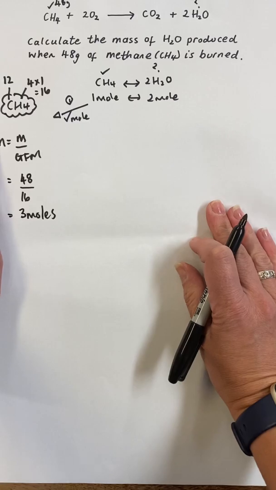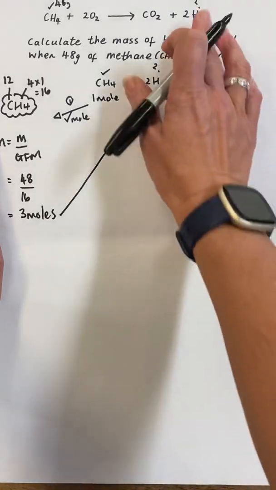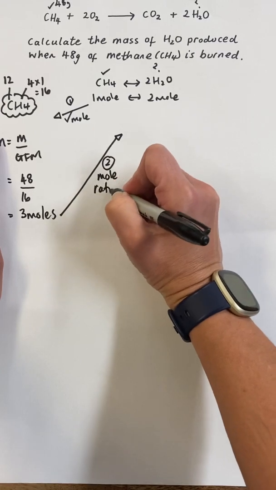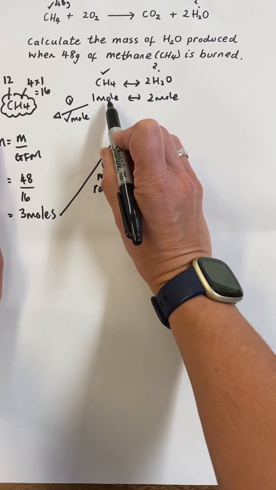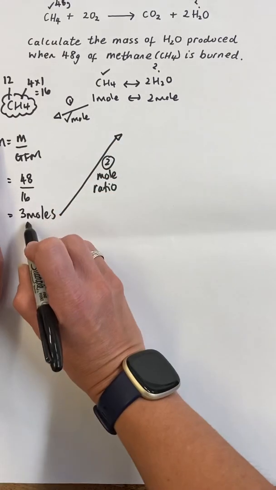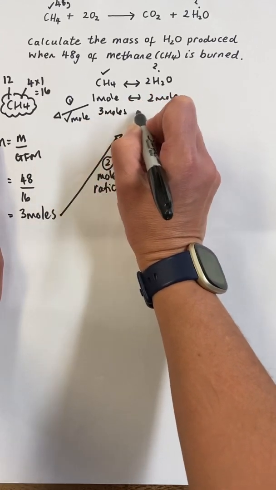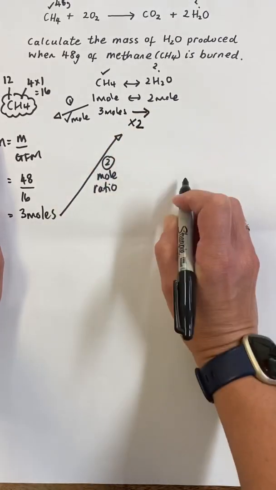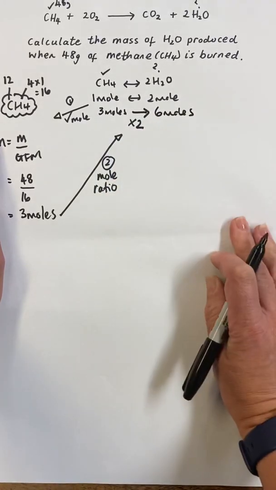Step number 2 in the Higher method is to take this number of moles back to the theoretical mole to mole ratio that I have from the balanced equation. So step number 2 is now to calculate my mole ratio. So I've got a 1 to 2 ratio, so for every 1 mole of methane that I burn, I produce double that, 2 moles of water. But I don't have 1 mole, I've calculated that I've burned 3 moles. So I take my 3 moles here, and then I'll look at my ratio. I've got 1 to 2. Therefore, I have to double this, so times 2. So when I've burned 3 moles of methane, I've produced 6 moles of water.